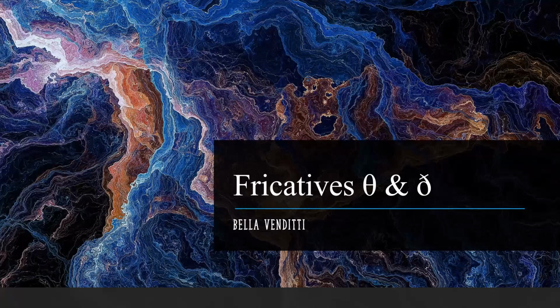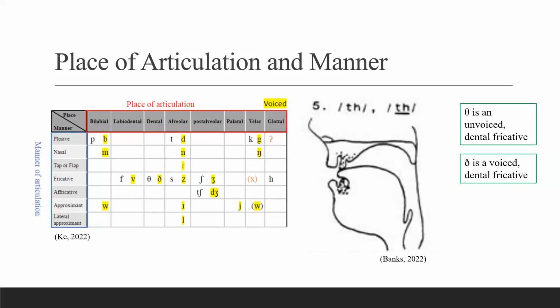So for my topic for week 9, I chose the two fricatives, th and v. So for the place of articulation and manner, th is an unvoiced dental fricative, and v is a voiced dental fricative. This is more broken down in the chart where the place of articulation, dental, and the manner of articulation, fricative, is shown with these two consonants, and one is highlighted and the other one isn't. So it's showing that v is voiced and th is unvoiced.